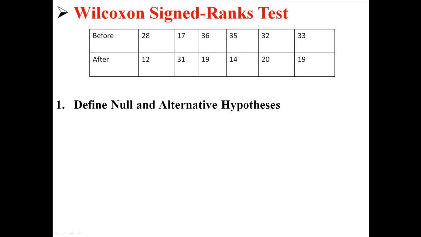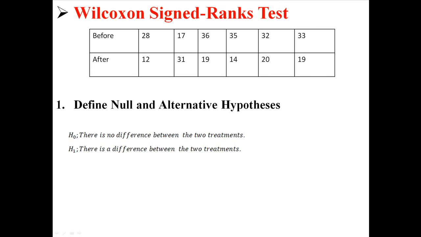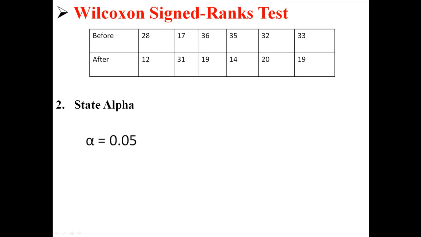And our first step is to state the null and alternative hypotheses. Now remember, this is just like a dependent samples t-test, so our null is that there's no difference between the two treatments, and the alternative is that there is a difference between the two treatments. Our alpha level, as I said, is 0.05. And now our decision rule.